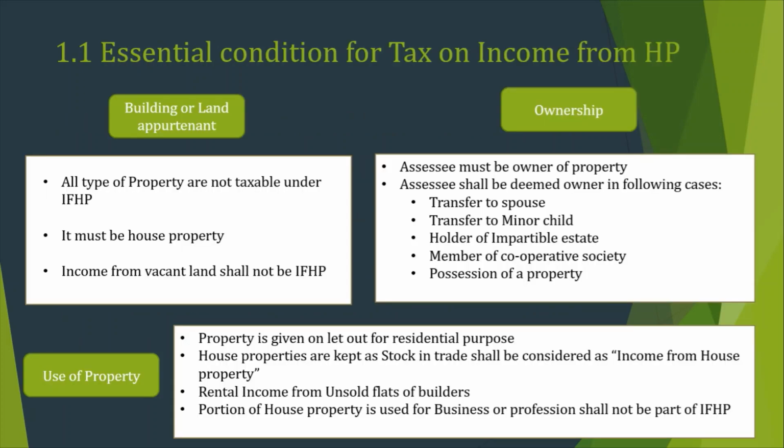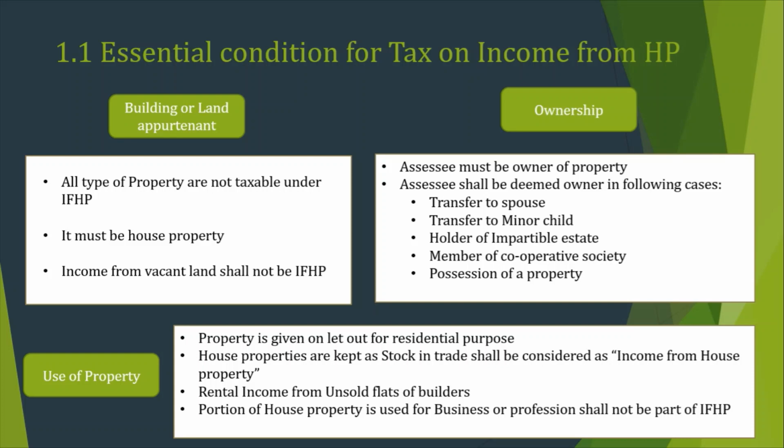Topic number 1.1, essential conditions for computation of tax on income from house property. There are three essential components. First is the building and land apartment, meaning the property should be a building or land apartment. It should not be vacant land. Not all types of property are taxable under income from house property. Only the building and land apartment used for residential or commercial purpose shall be part of income from house property. Then the ownership structure: the assessee must be the owner of the property.